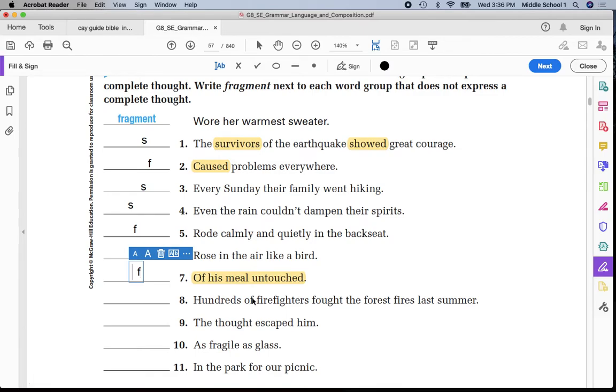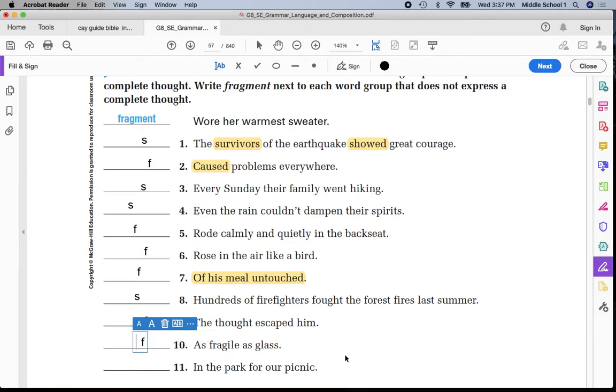Number 8, hundreds of firefighters fought the forest fires last summer. Subject, hundreds. Prepositional phrase, of firefighters. Predicate, fought. Hundreds, fought. Number 8, sentence. Number 9, the thought escaped him. Subject, thought. Predicate, escaped. Number 9 is a sentence. Number 10, once again, we'll recognize this as two prepositional phrases. Does not contain both a subject and a predicate. I call it a fragment.